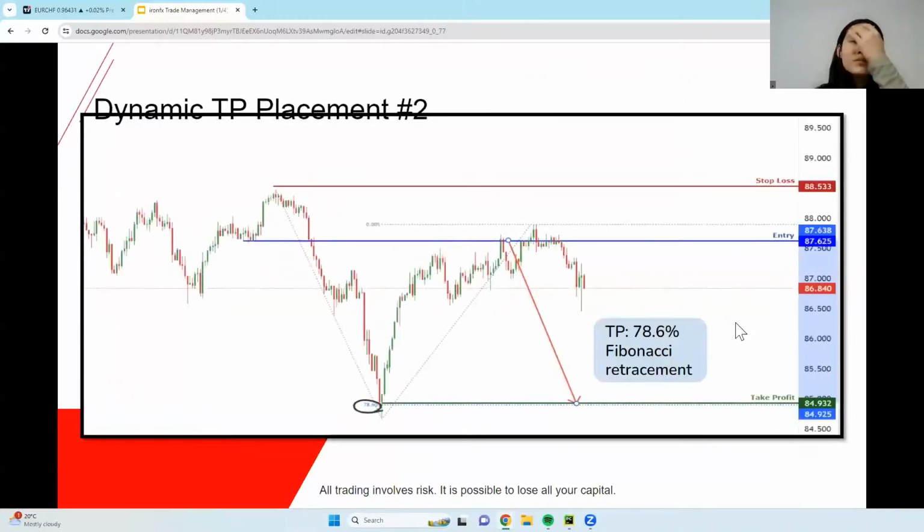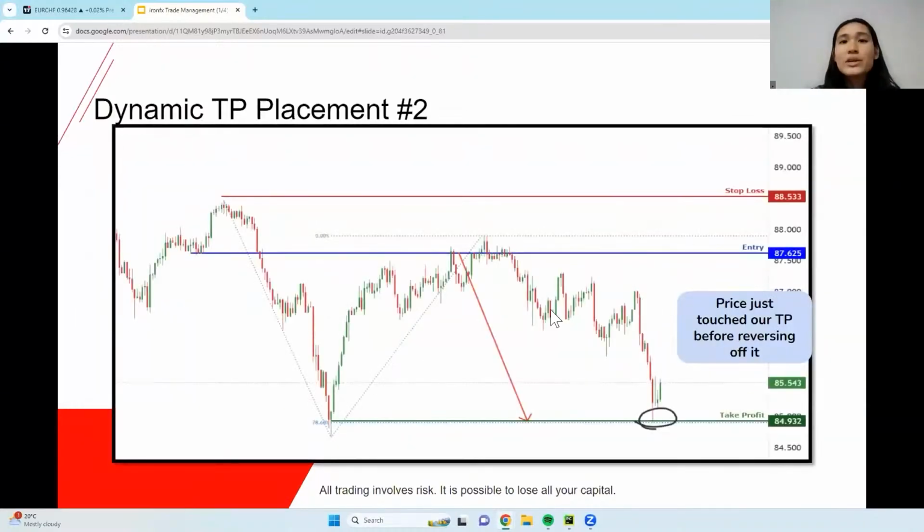Okay, so dynamic take profit placement here. Our take profit is in line with a 78.6% Fibonacci projection. This is wrong, it should be projection instead, because we have 3 points and we are using kind of a flash shape over here, or like a lightning bolt shape. Our 78.6 is in line with our take profit. So we can see that price worked out just exactly as we expected it to and touched our take profit before reversing off of it.